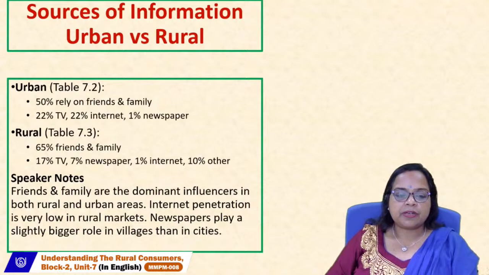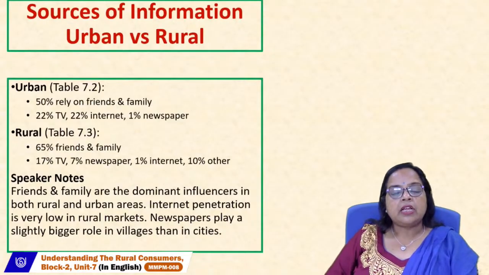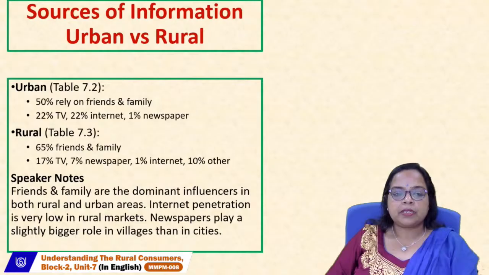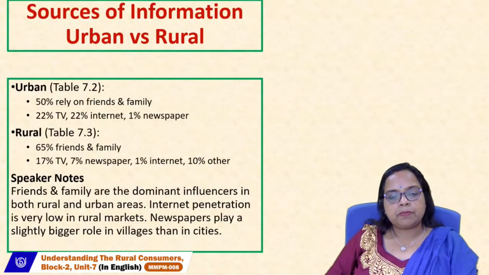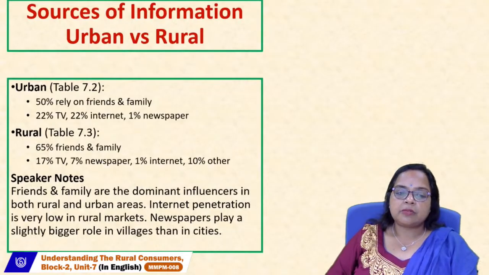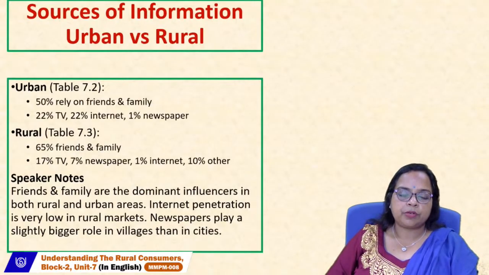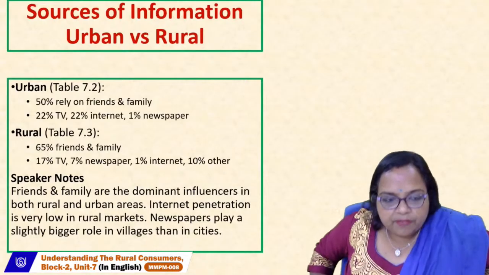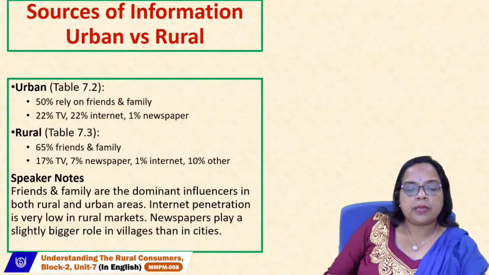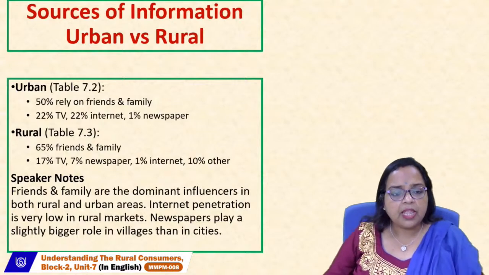Rural sector, 65% of people are dependent on their friends and family for their buying behavior, significantly 15% higher than the urban buying behavior, because in the urban sector people are self-informed, but in the rural sector the customer is not that self-informed about the product. So these are the significant numbers. 65% of rural buyers are dependent on their friends and family for their buying decisions.